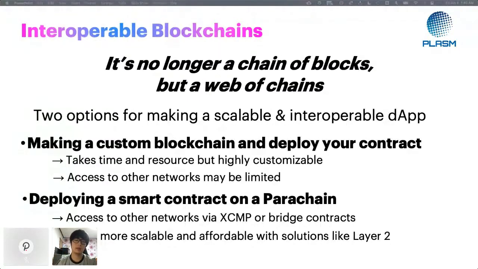The other option is to deploy a smart contract on a parachain. By deploying a smart contract, you are able to access XCMP, which passes a message from one parachain to another parachain by a relay chain from the Polkadot network, and it is much more scalable and affordable for people who are trying to make a business out of this, especially when the network offers layer 2 scalability solutions.